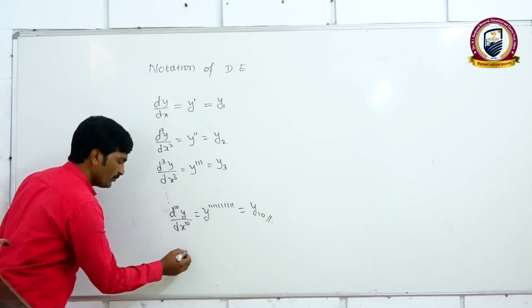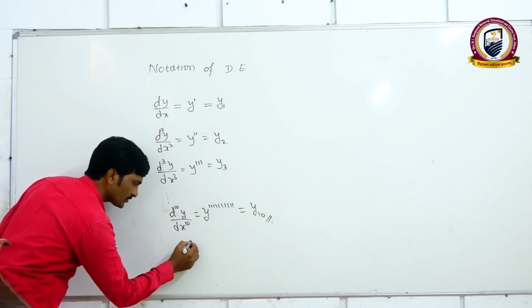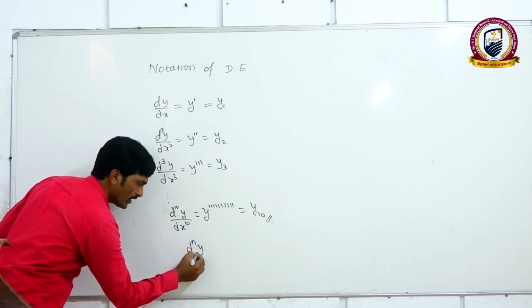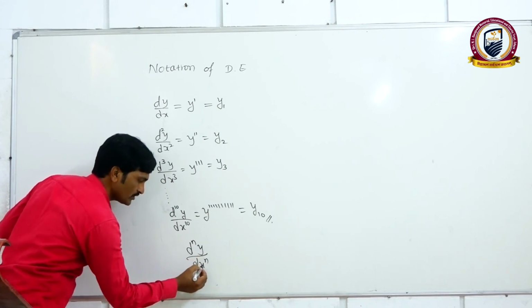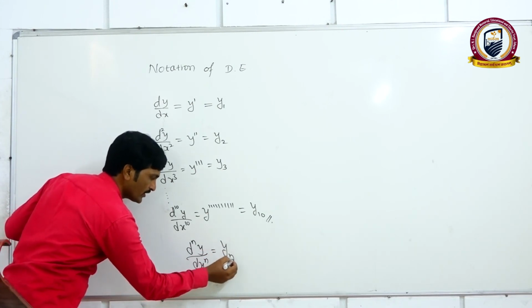In general we can write this term as d raised to n y divided by dx raised to n, which is equal to yn.